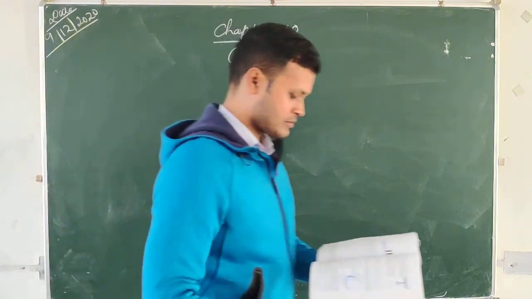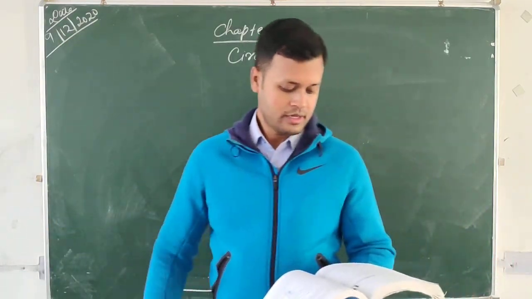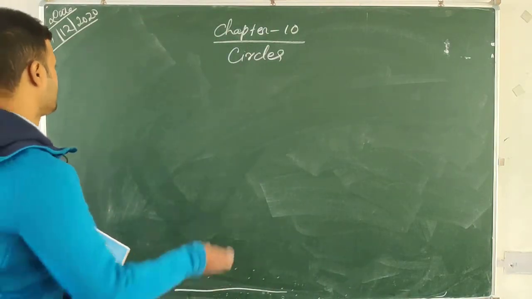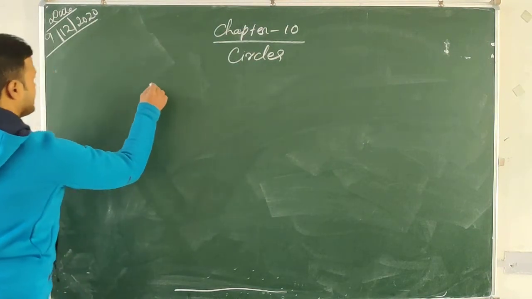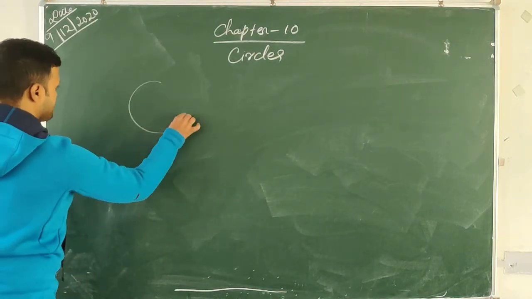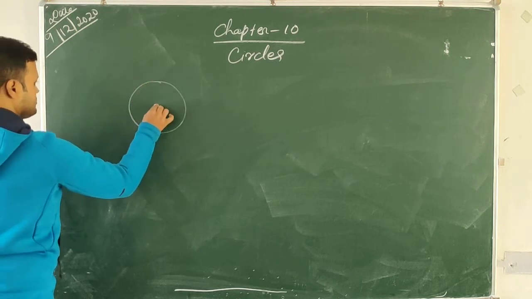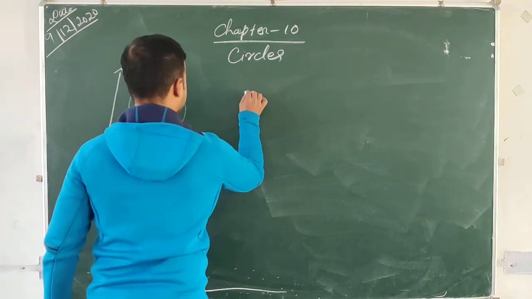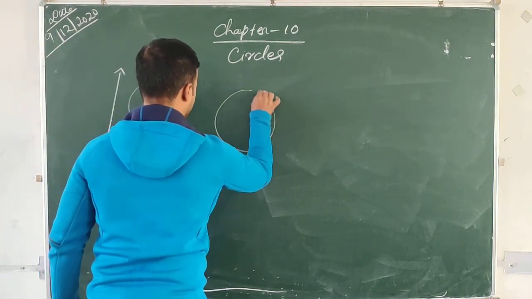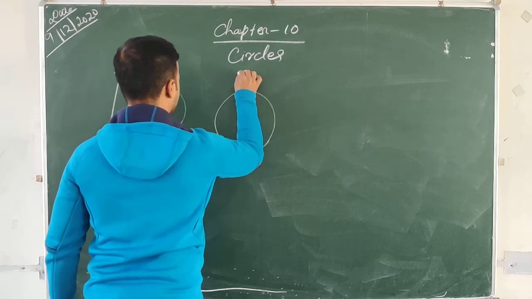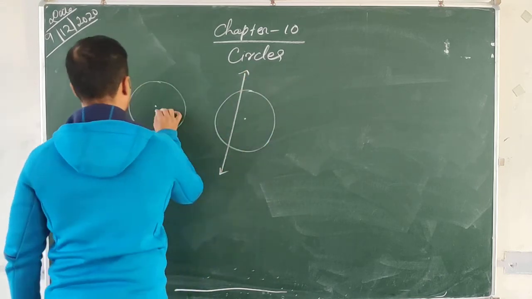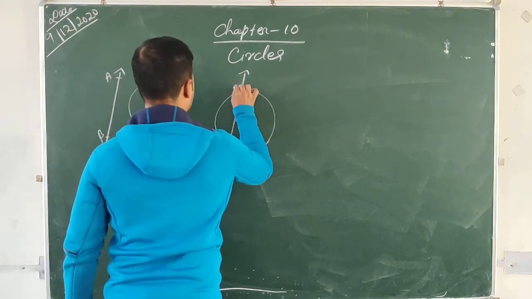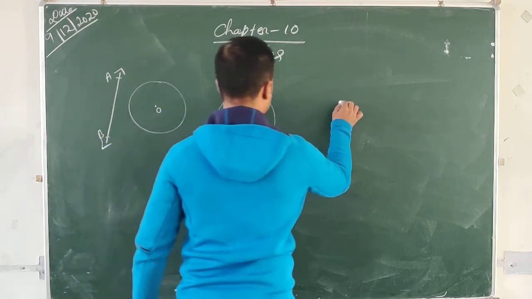So students, next, if you see, if a line and a circle are drawn on a piece of paper or any plane, then there are three possibilities.